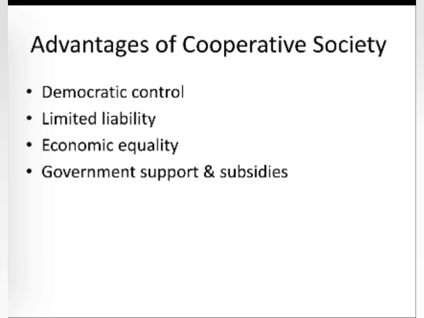Democratic management: based on one member, one vote, ensuring equal say regardless of capital invested. Limited liability: members are only responsible for their share capital, protecting personal assets. Economic equality: lower prices for goods and services through elimination of middlemen and fair distribution of profits. Government support and subsidies: they often receive financial aid, low interest loans and tax concessions.